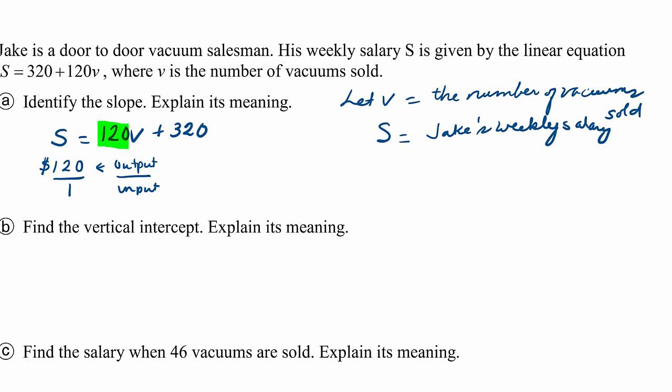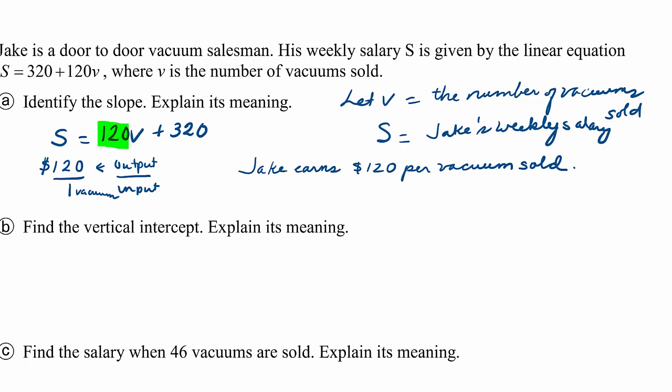And this input has to do with vacuums sold. So 120 over 1. So that means that Jake earns $120 for each vacuum that he sells. Did you see how we got that? Let's write that down. So Jake earns $120 per vacuum sold. Okay, that's the interpretation of this slope.